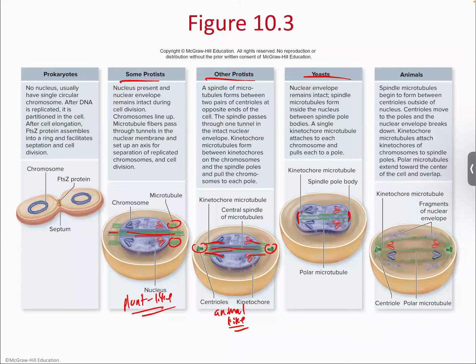on either end. And then from this, it's going to build microtubules, some of which are going to grab onto the chromosome, some of which are going to grab onto each other and push off from each other. But notice you never break down the nuclear envelope.